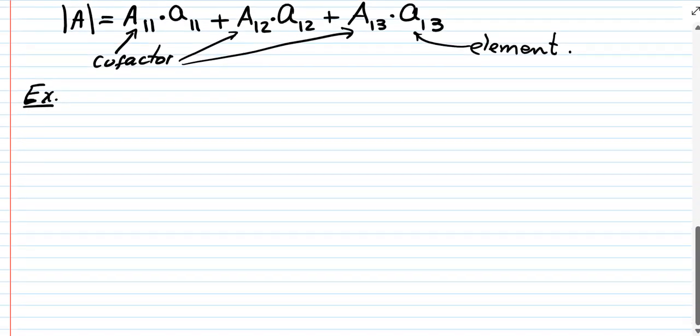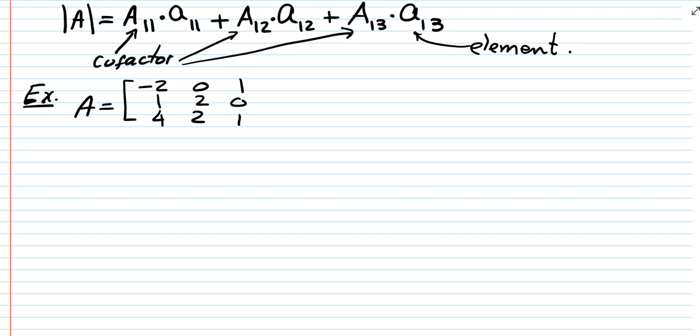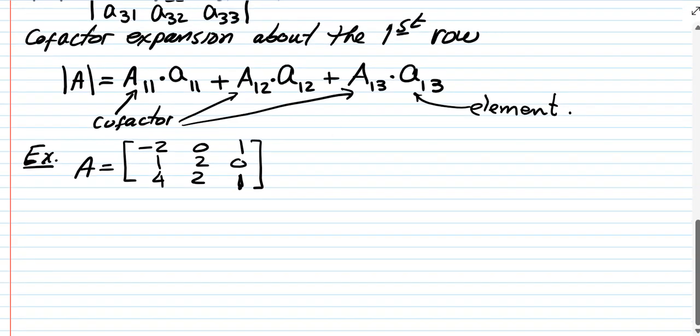Suppose my 3 by 3 matrix A is the following. Let's say it's -2, 0, 1, and then 1, 2, 0, 4, 2, 1. And we want to find this determinant. Now, I'm going to expand about the first row, using this formula.